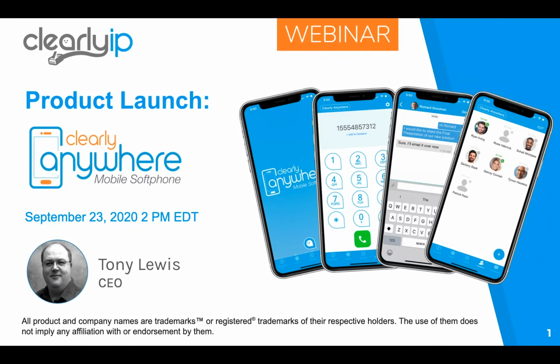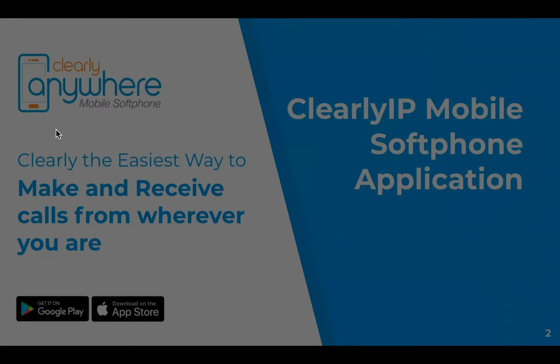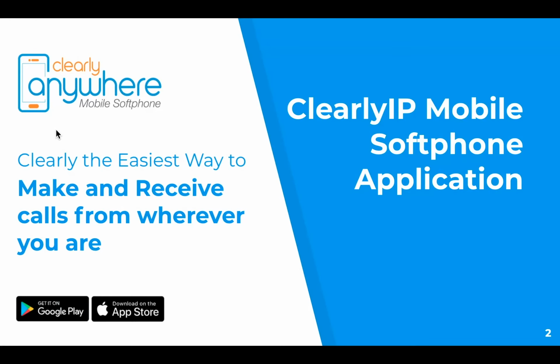recently launched a mobile app for FreePBX-based systems. So Clearly Anywhere is our mobile soft phone application. We think it's the easiest way to make and receive calls from where you are. It's available in Google Play for Android and the Apple Store for iPhones and iPads.